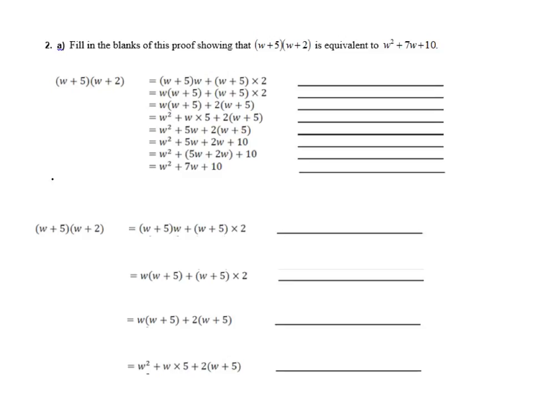So on the back here, you're going to have something like this in your practice tomorrow. Fill in the blanks of this proof showing that (w + 5) times (w + 2) is equivalent to w squared + 7w + 10. So here are all the steps that we're going to name the properties for, but I spread them out so that we have more room at the bottom here.